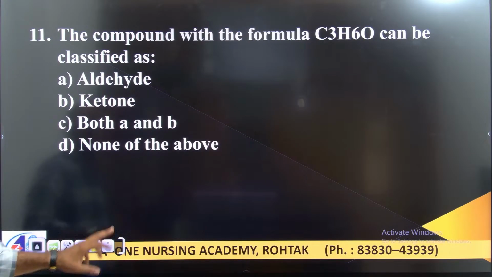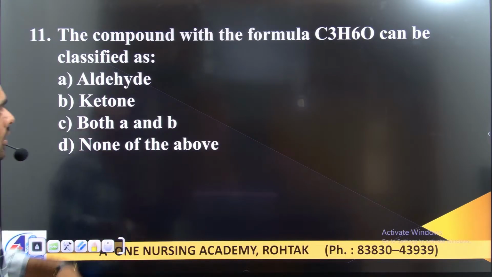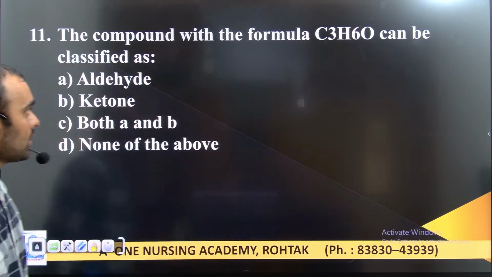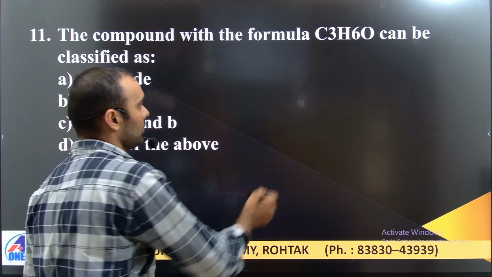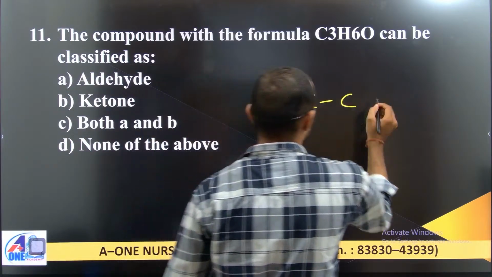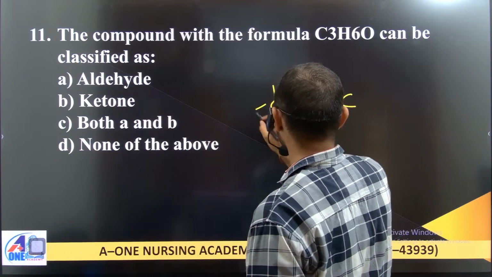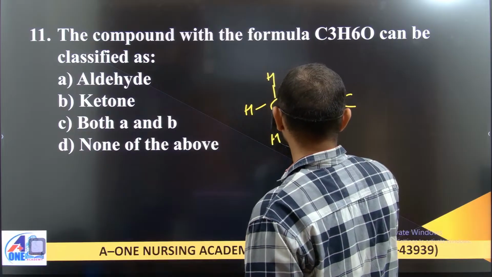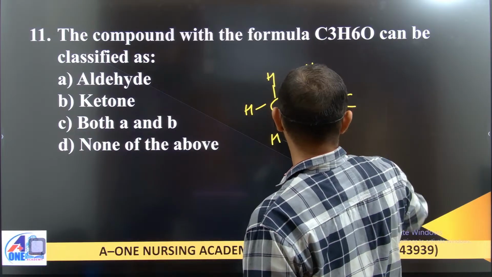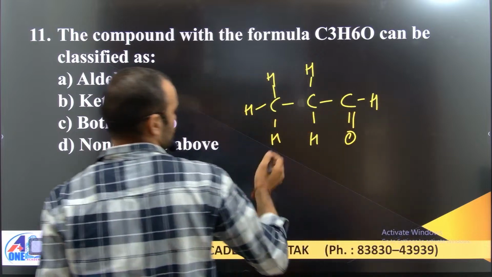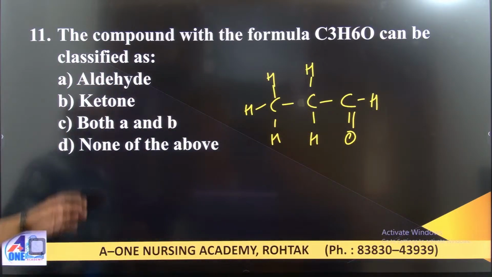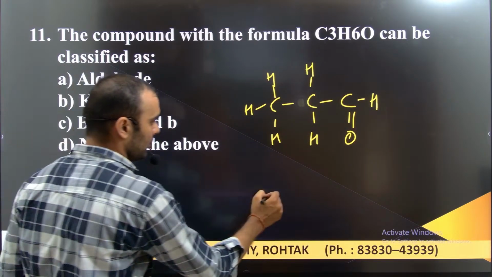Okay, now we are moving towards the next question. The compound with the formula C3H6O can be. Okay, so what is the formula? C3H6O. So 1, 2, 3 carbons, and we can use this one. Okay, so this is an aldehyde. It may be a ketone. Yes, ketone it will be possible.